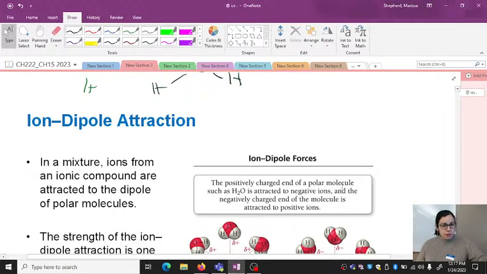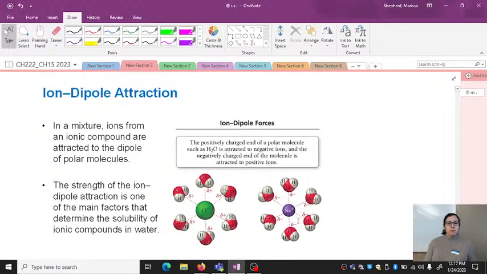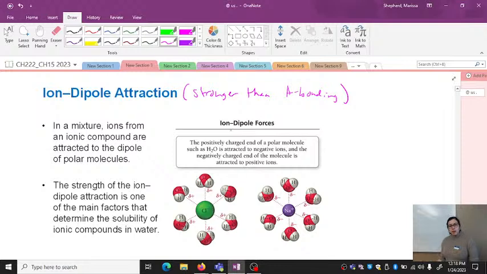And so your book, I believe, throws in this other attractive force, which isn't normally talked about. Usually you talk about the three: the London dispersion, the dipole, and then the hydrogen bonding. But it throws in this ion-dipole interaction. So if you see this, this is even stronger than H bonding. And this is now kind of explaining why our ionic compounds dissolve very readily in water.